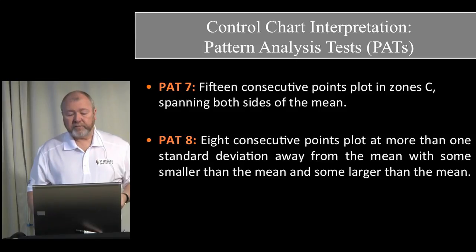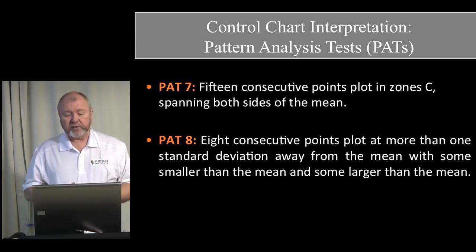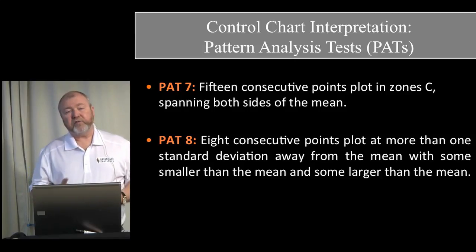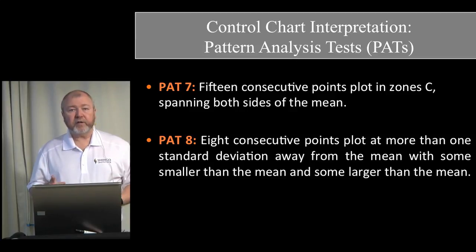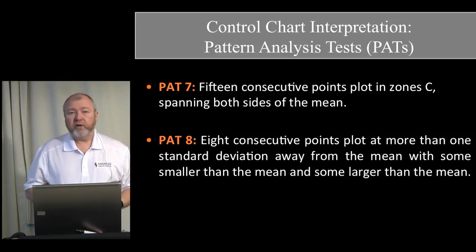So pattern 7, let's see what we've got. Pattern 7 says 15 consecutive points plot in zone C spanning both sides of the mean. What that means is that you have 15 consecutive points, your 15 most recent points, and they are all inside the green lines. Okay, all inside the green lines. Some above the center, some below the center, but all within the green lines.